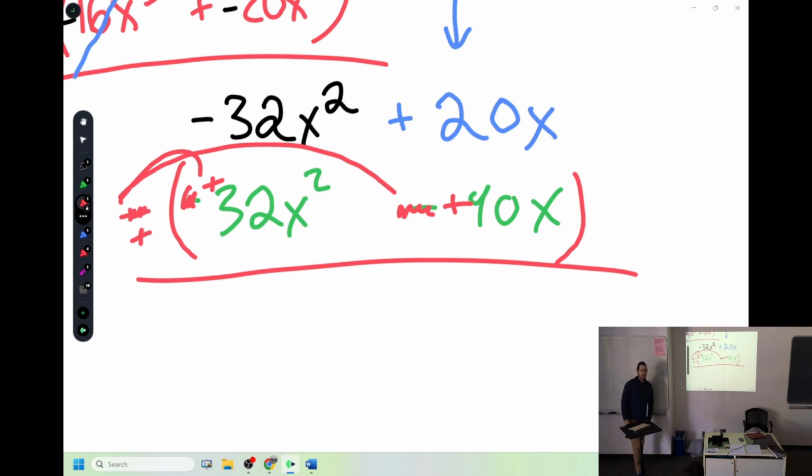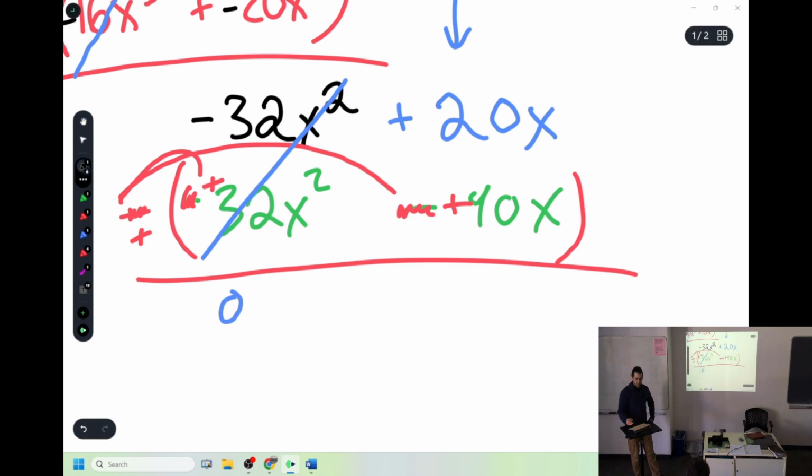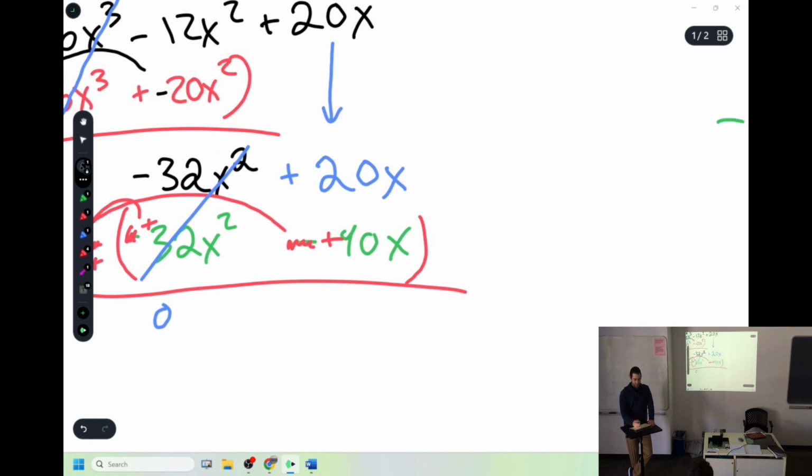Negative 32 plus positive 32 is 0. And that's positive now. Yay. 20 and 40 is?